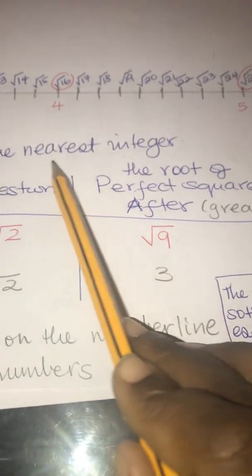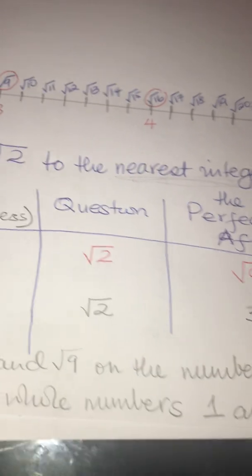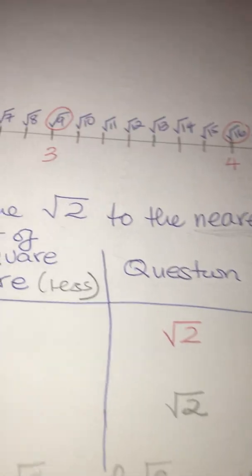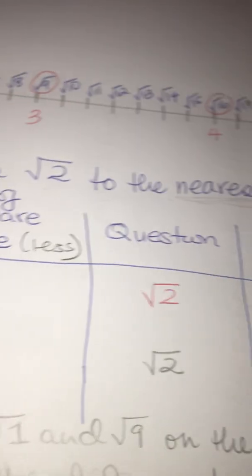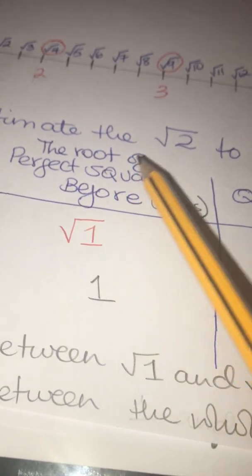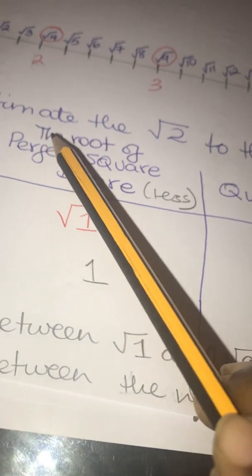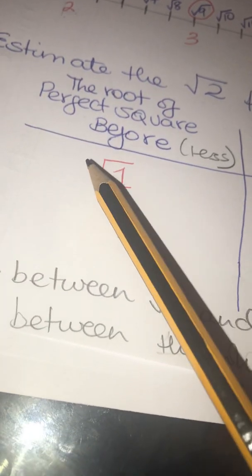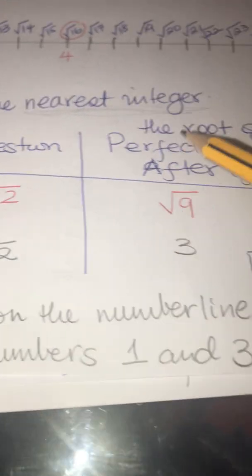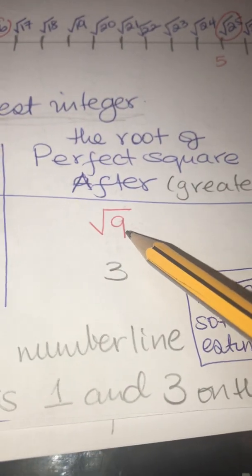Estimate the square root of 2 to the nearest integer. Okay? This means your answer has to be a whole number. Okay? And because your square root is positive, your answer should be positive. Alright. So here is the question, square root of 2. You want the square root of the perfect square before 2, which is 1. So the square root of 1.